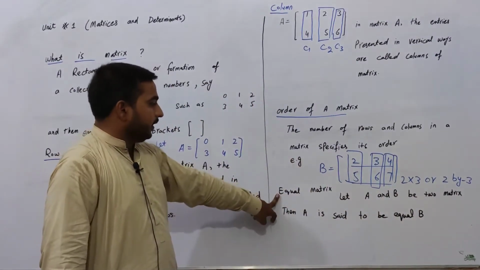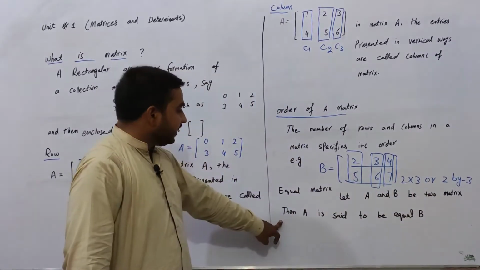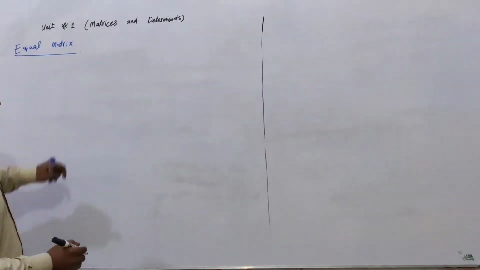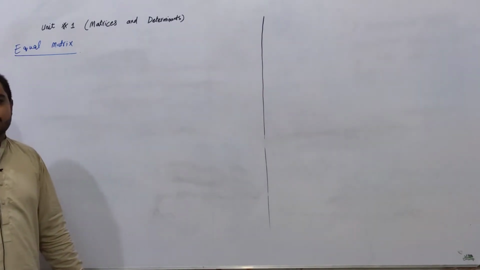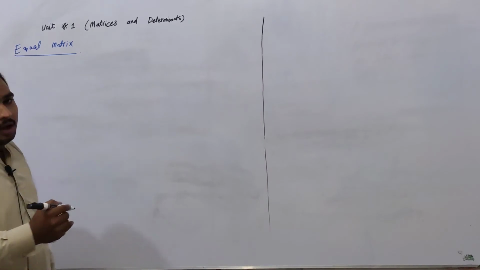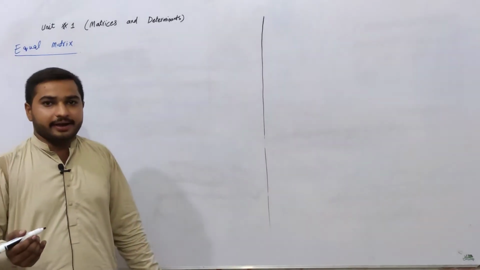What is an equal matrix? Let A and B be two matrices, then A is said to be equal to B. For equal matrices, there are two possibilities. We say that two matrices are equal if, first, we check the order of the matrices, then we check the corresponding elements of the matrices.